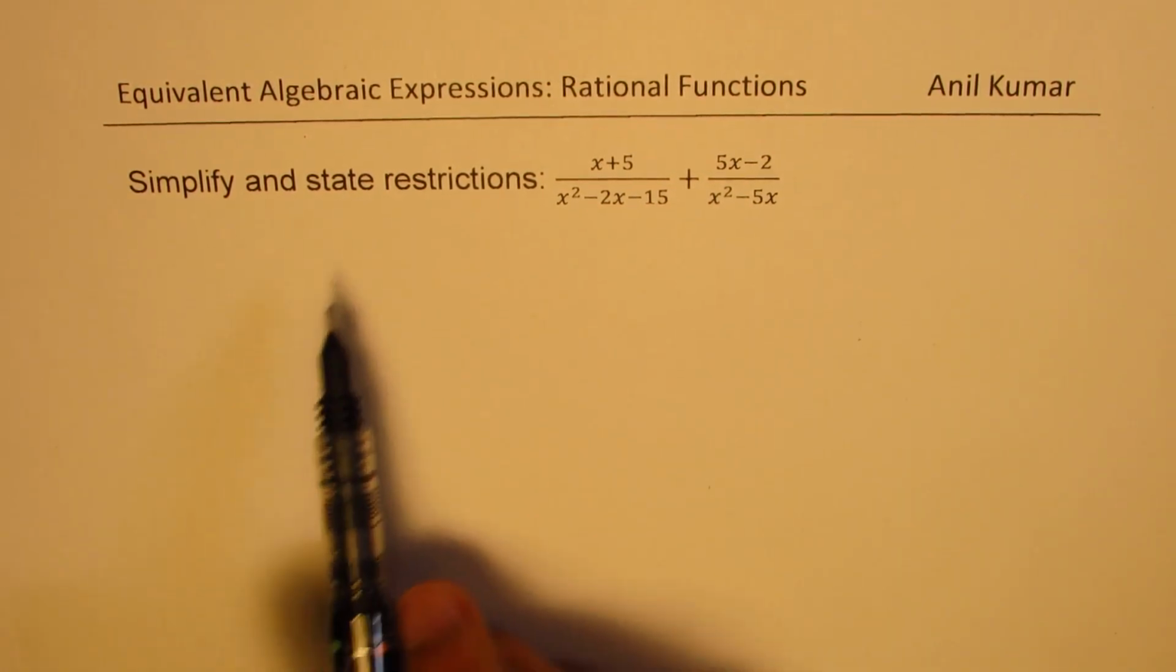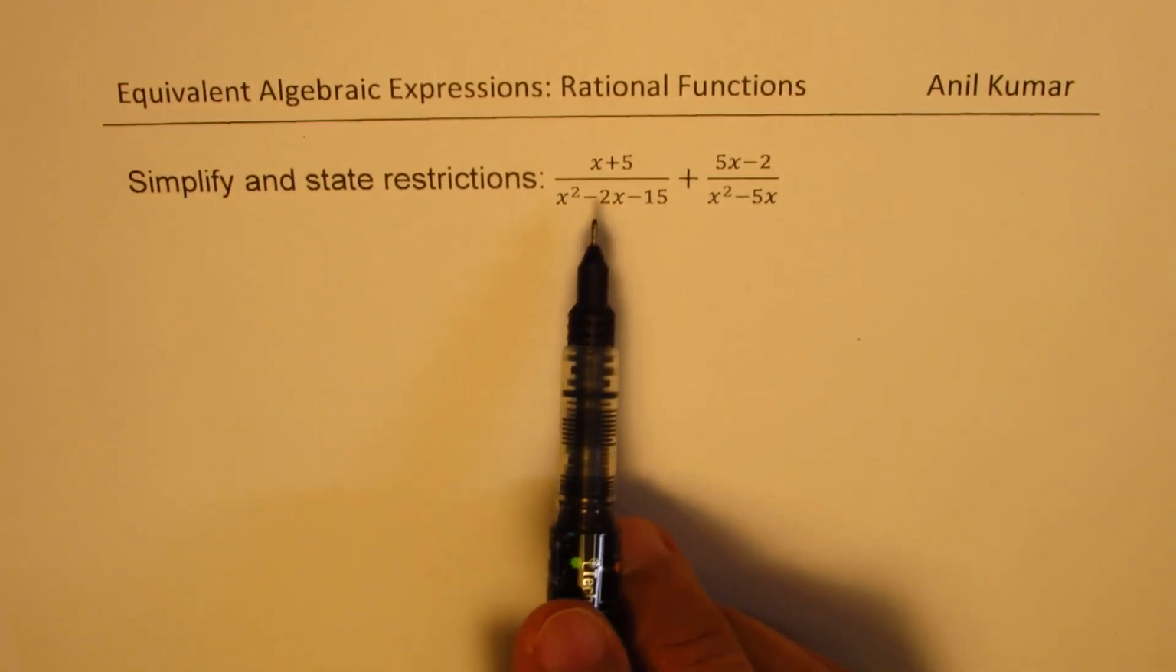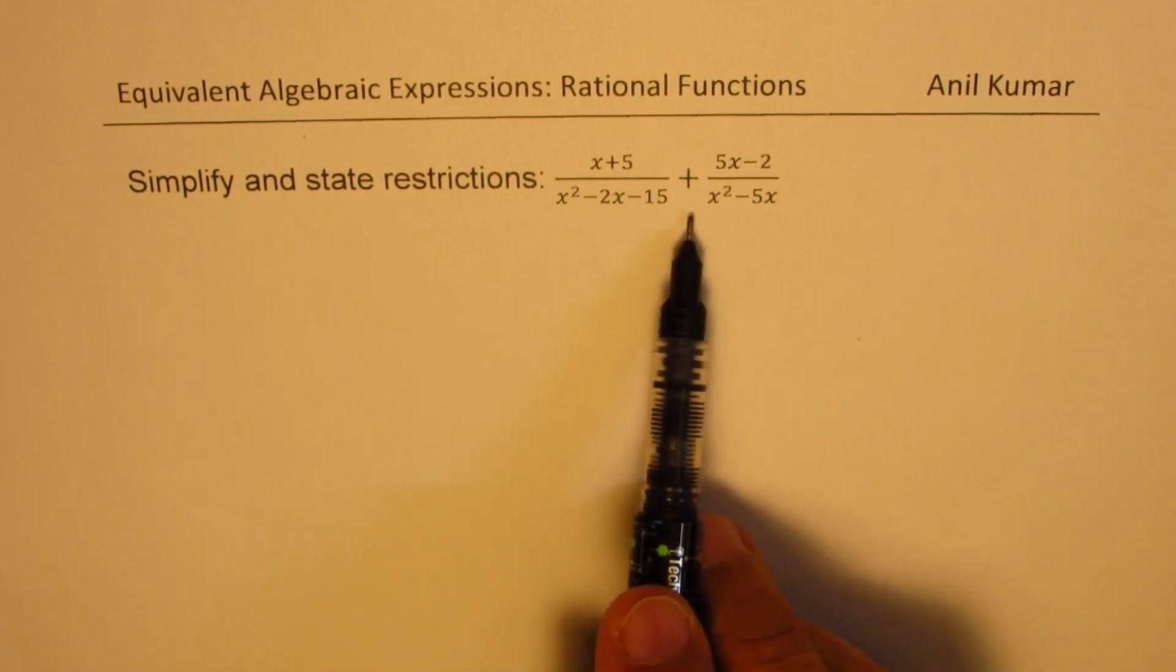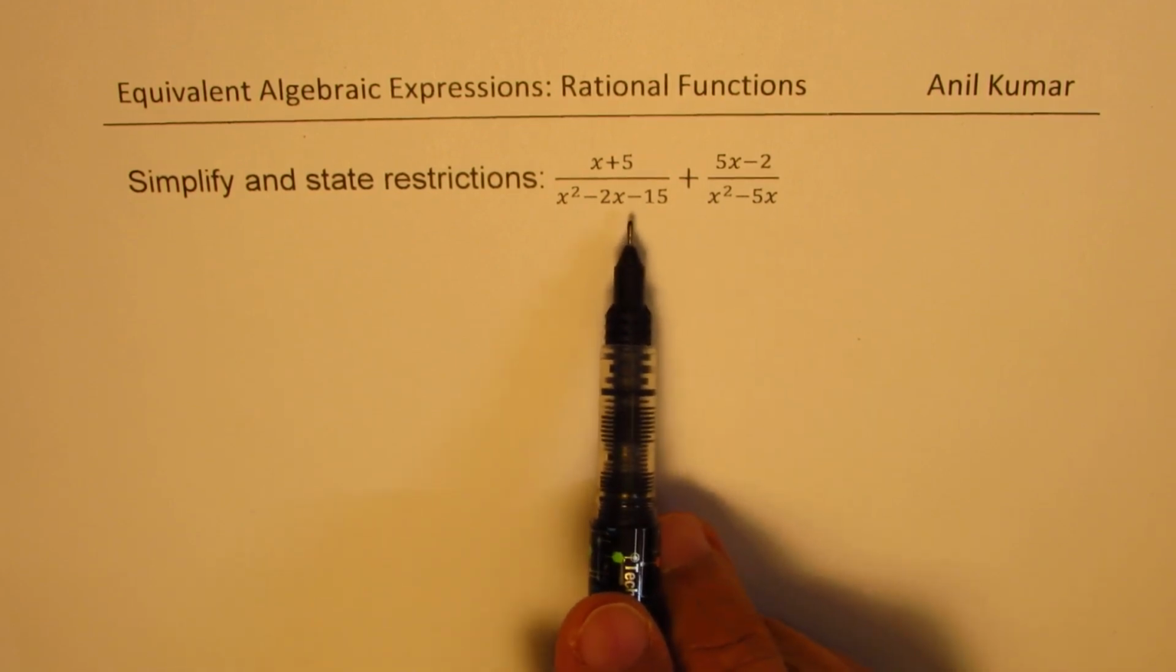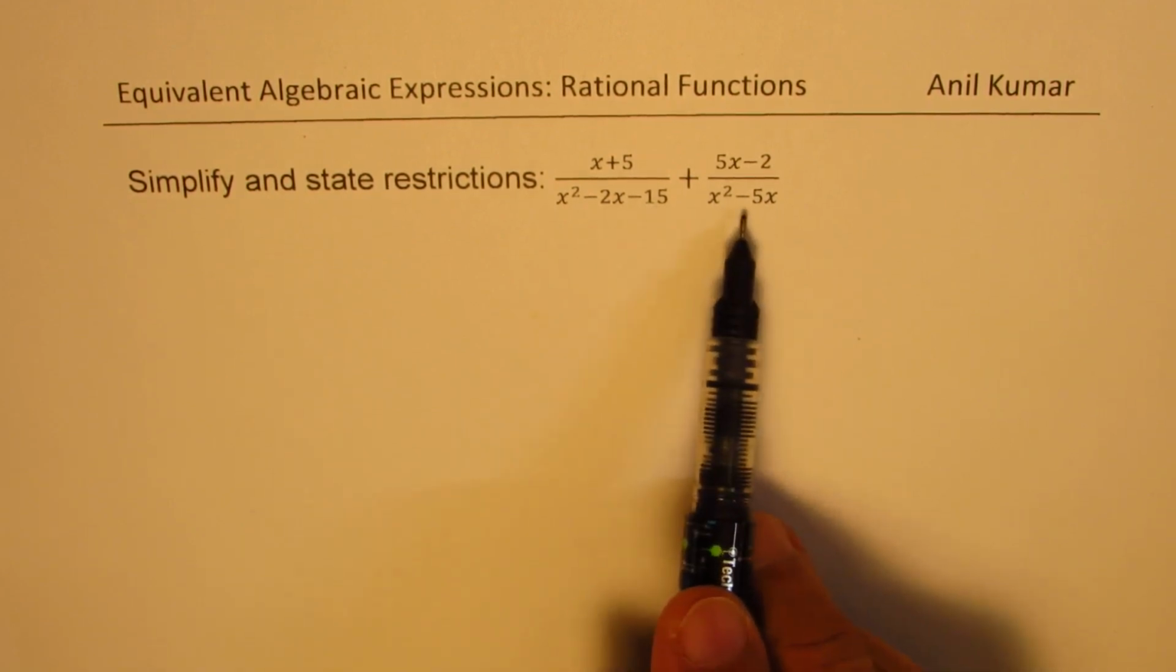We need to simplify and state restrictions for x plus 5 over x square minus 2x minus 15 plus 5x minus 2 over x square minus 5x. Now the first step is to find the lowest common denominator.